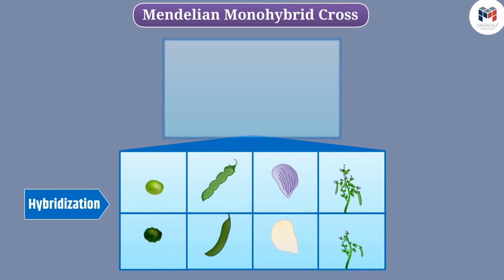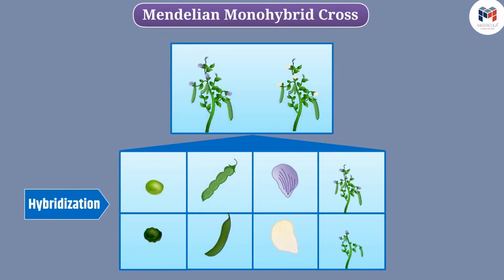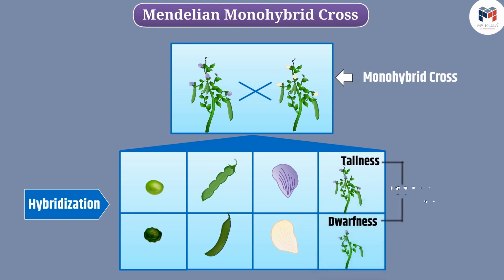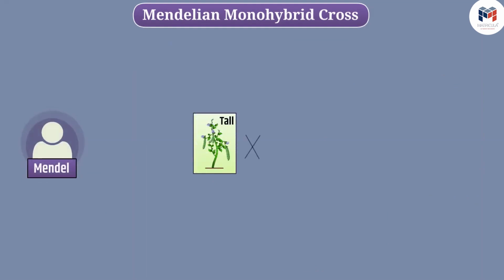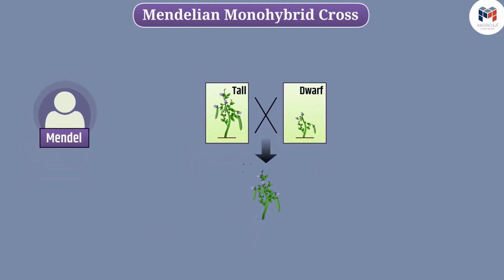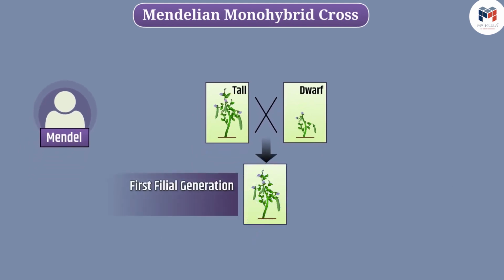Hybridization of two garden pea plants with a pair of contrasting characters is called monohybrid cross. The tallness and dwarfness are contrasting characters for height. Mendel hybridized a tall plant with a dwarf plant and produced the first filial generation, that is F1 generation, from the seeds obtained. All the plants of this generation were tall.